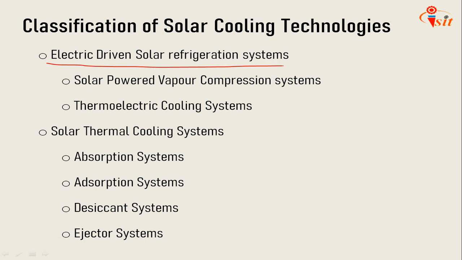Now, electric driven solar refrigeration systems. In general, the solar electrical cooling system consists of two parts, that is photovoltaic panel and electrical refrigeration device. Photovoltaic cells transform light into electricity through the photoelectric effect. The power generated by the solar PV panel is supplied either to the vapor compression system, thermoelectric system or Stirling cycle. Next category is the solar powered vapor compression system.